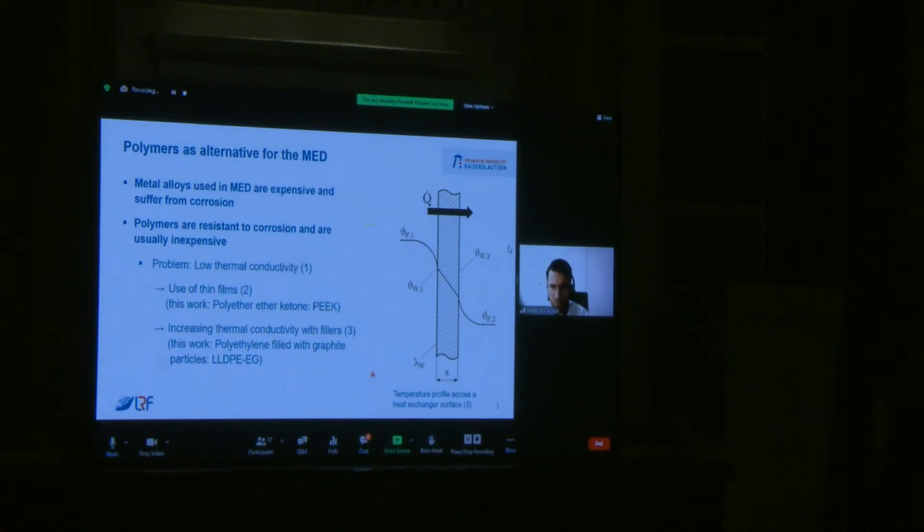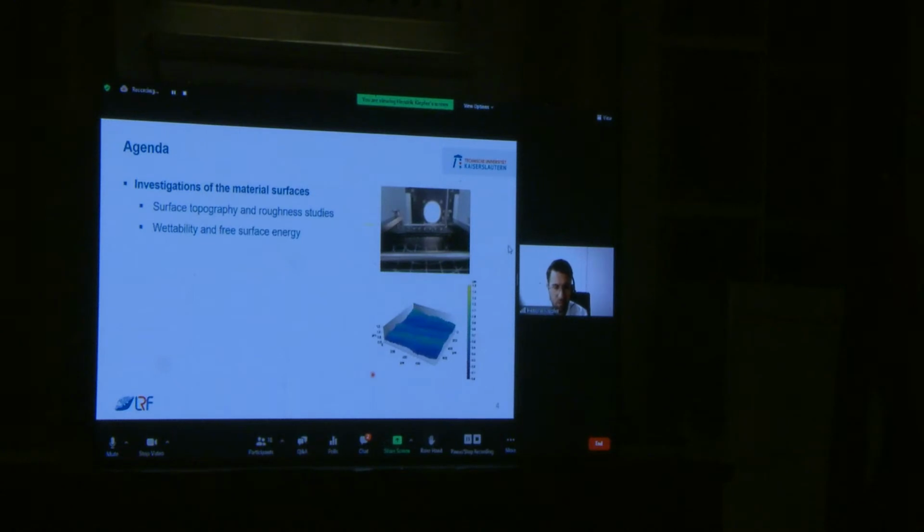The materials used were thin polyether-ether ketone films, short PEEK, and polyethylene filled with graphite particles, and these were provided by our project partner Igor Krupa from the Center of Advanced Materials at Qatar University. The results that I will present to you in the context of this talk can be broken down as follows.